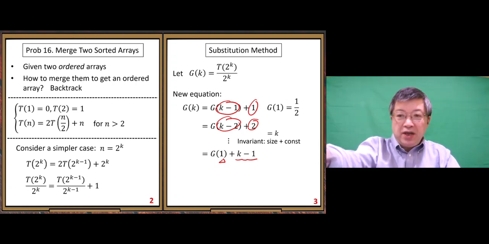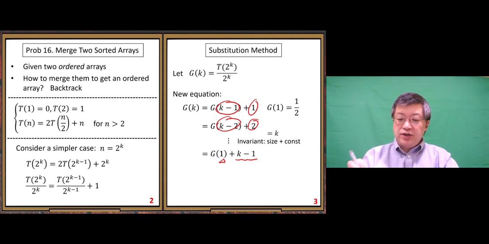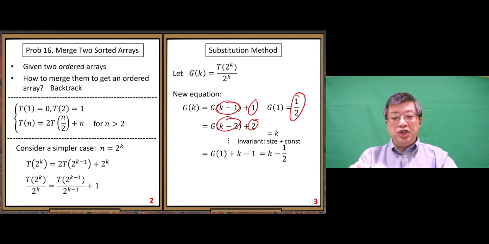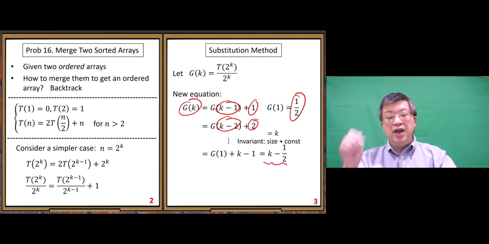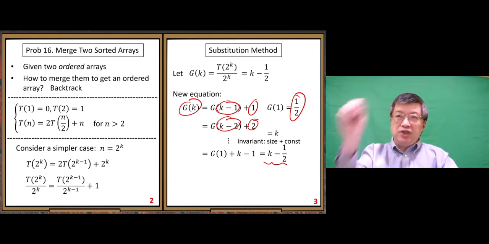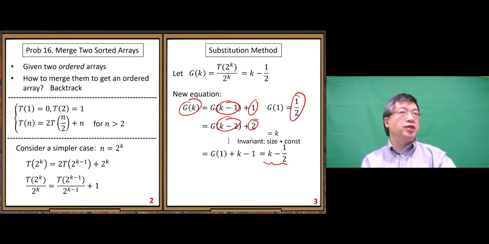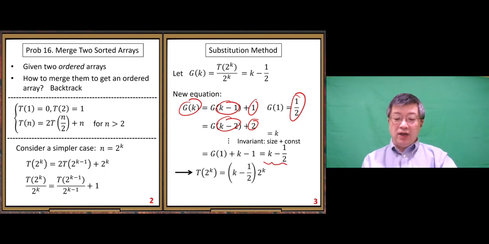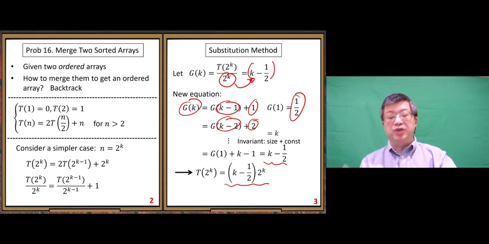Now you can see, after this expression, we know g of 1 equals 1/2. So if we plug in and do some simplification, g of k equals k minus 1/2. So we find the answer for the g function. But it's not our original t function, so we need to go back to the t function. That's easy. By the definition of the g function, for the t function we multiply 2 to the k to this number. After simplification, we get this expression.